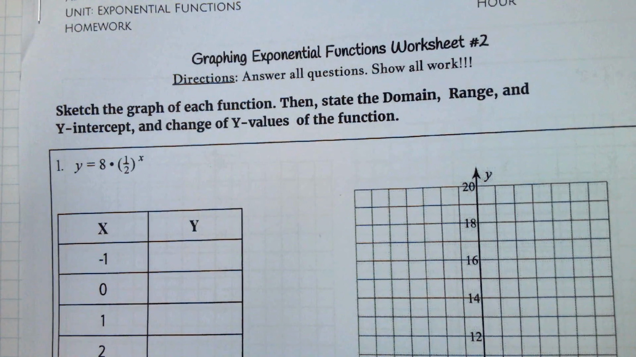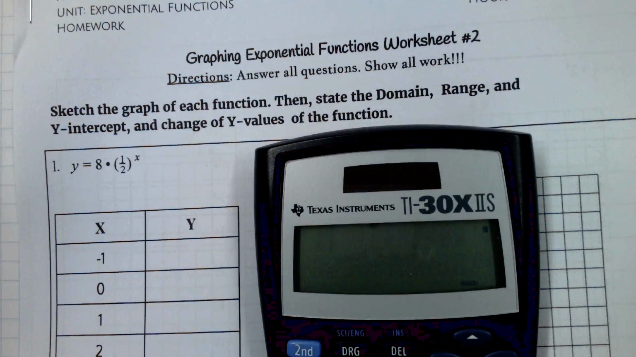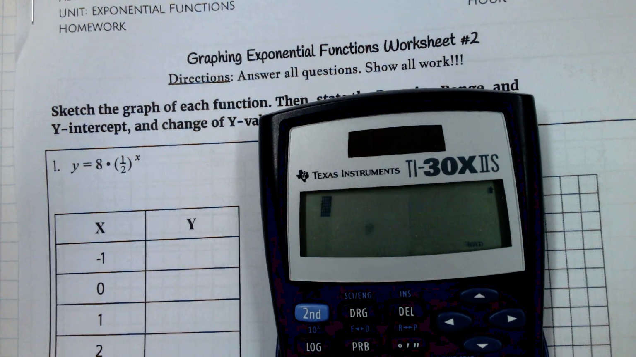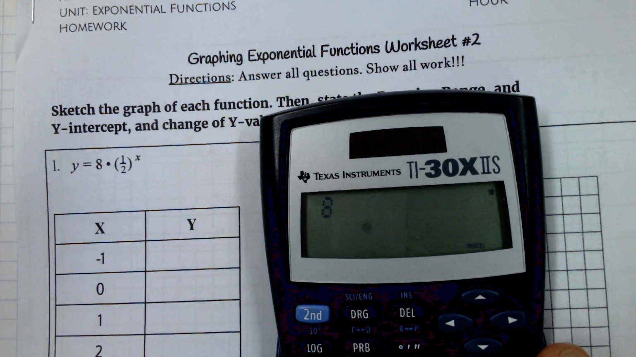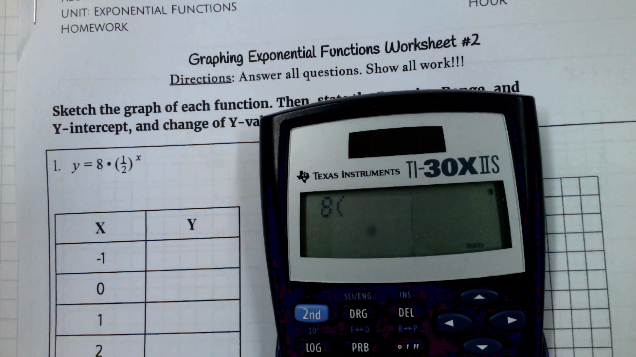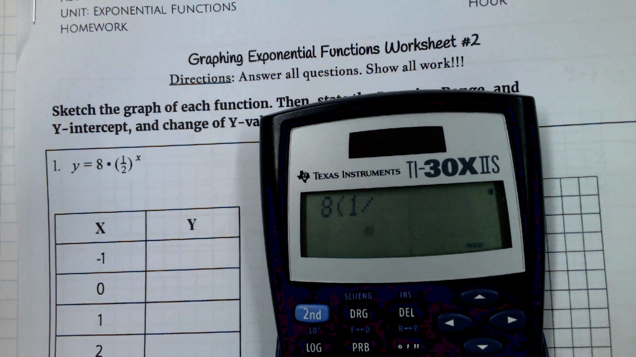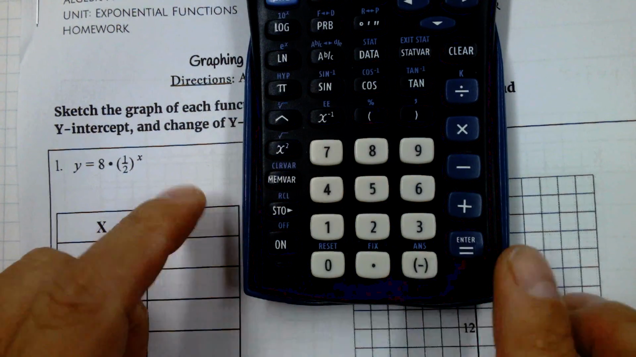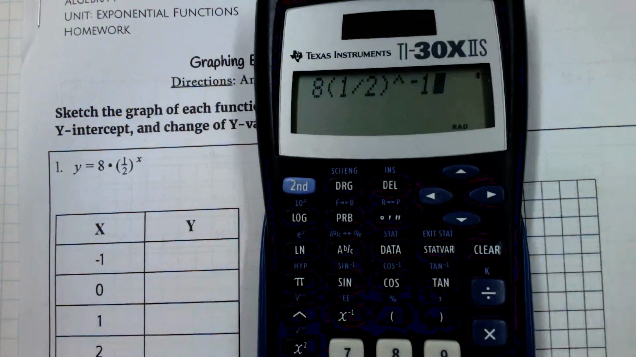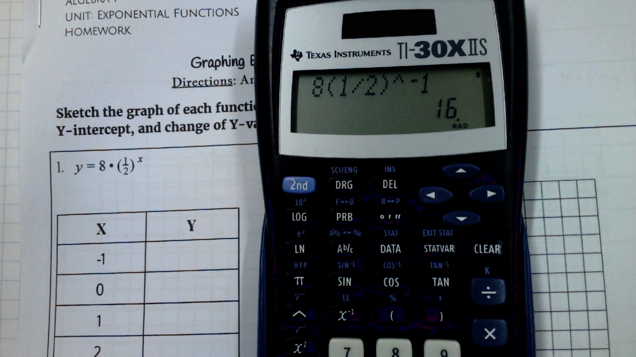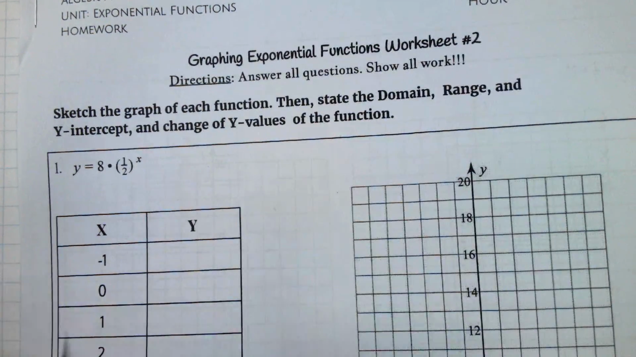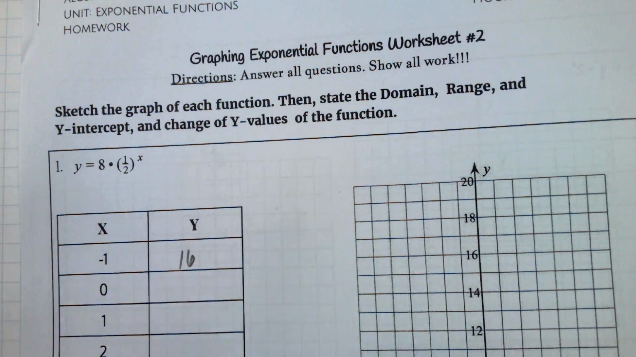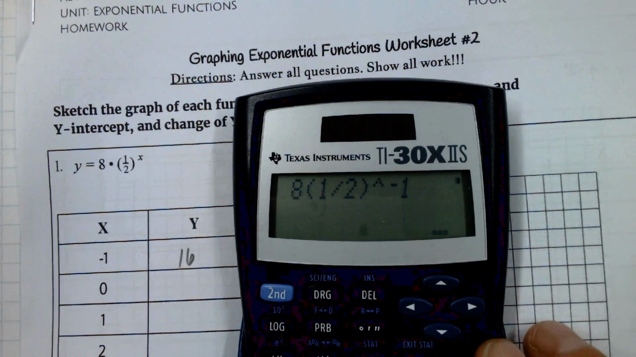So pretty much at this point, we're just going to use the calculator. So let's get the calculator, and we're going to set it up. We want 8 times, so I'll put parentheses, 1/2, so 1 divided by 2. Close the parentheses, and we're going to raise this to the -1 power. Remember, the negative is this button, -1. Okay, and we get 16. So let's go ahead and put 16.